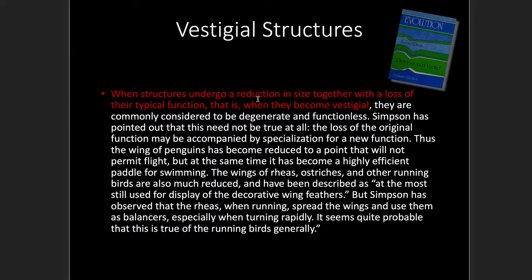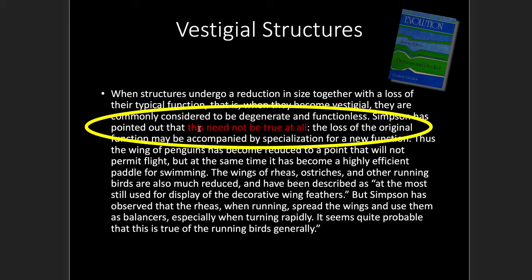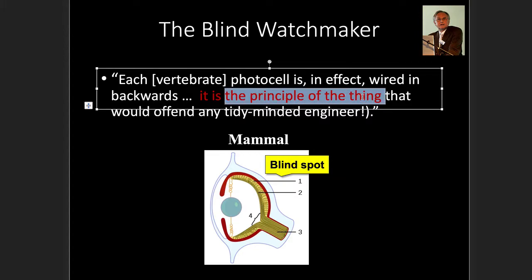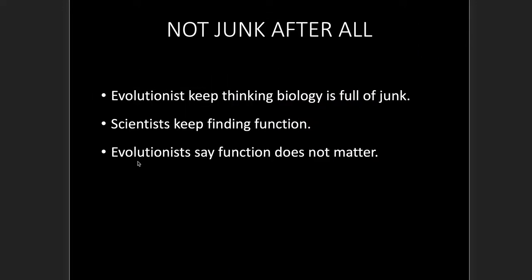When structures undergo a reduction in size, together with a loss of their typical function, that is, when they become vestigial, they are commonly considered to be degenerate and functionless. Simpson has pointed out that this need not be true at all. The loss of the original function may be accompanied by specialization for a new function. So the key phrase here is, this need not be true at all. In other words, evolutionists are dropping the requirement that it be functionless. A structure can have sophisticated design, sophisticated function, and still be considered vestigial. Why is it vestigial? Why is it junky? It's the principle of the thing. It's subjective.